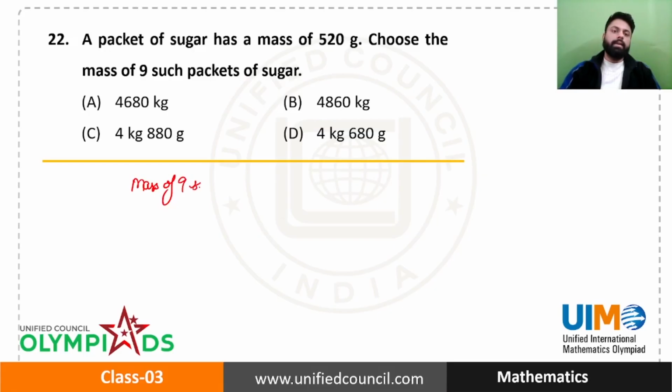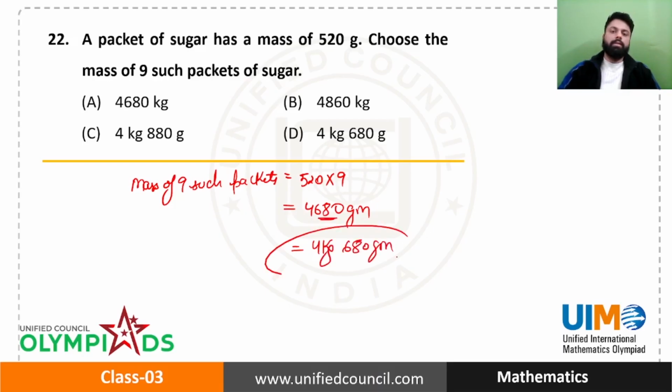Mass of 9 packets. Such packets is equal to 520 multiplied by 9, which is 4680 grams, which is equal to 4 kilograms and 680 grams. D option.